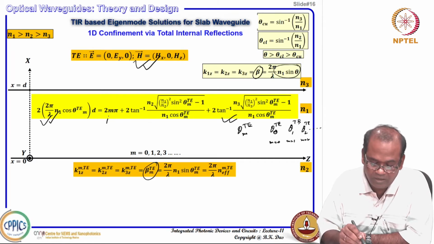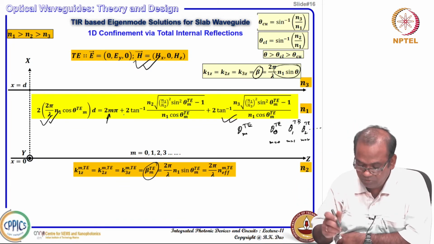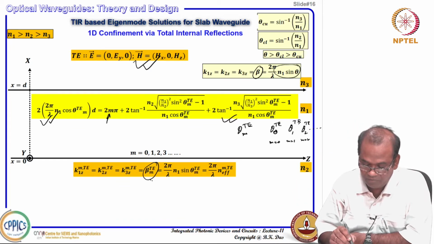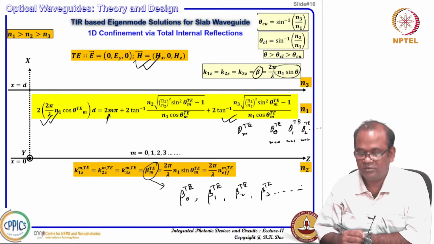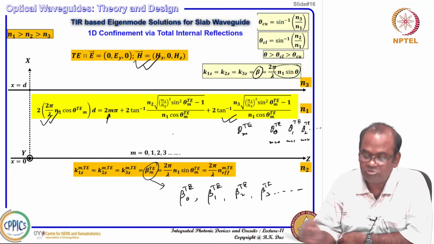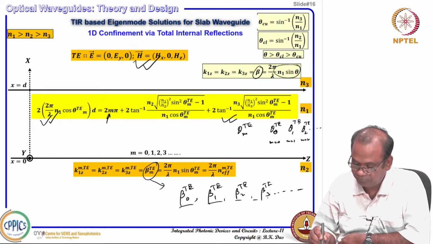So, I am just putting the m value here and the corresponding theta TE value. I can solve, and using that theta TE value I can find out beta. I can find out beta 0 for TE polarization, the discrete values of the beta propagation constant also: beta 1 for TE, beta 2 for TE, beta 3 for TE, and so on I will be getting. So, that means the longitudinal component I will also be getting discretized.